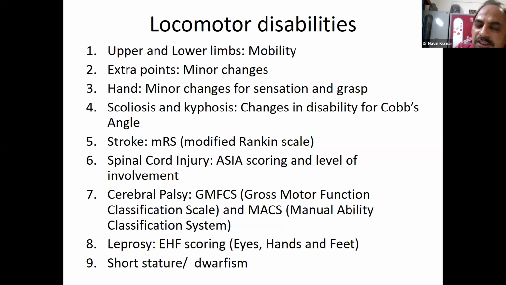Stroke, a specified scale has been prescribed. Spinal cord injury was also previously there, but was not very clearly mentioned. Now it is very clearly mentioned, and categorization on ASIA scoring and level of involvement is given. For cerebral palsy, GMFCS and MACS, the Manual Ability Classification System, is to be used. For leprosy, eye, hand, and feet scoring has been added. And for short stature and dwarfism, previously only pathological dwarfism was included. Now constitutional dwarfism is also included.